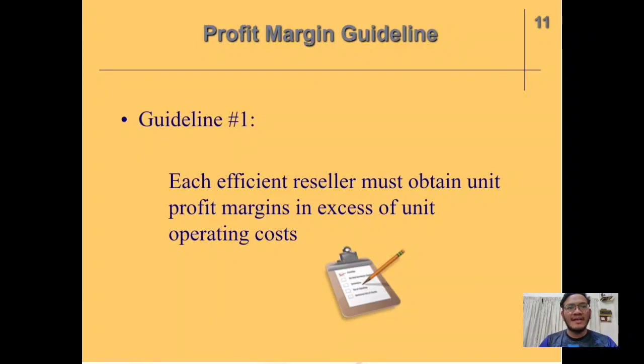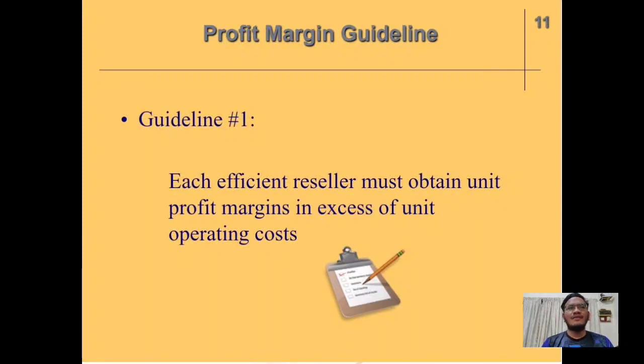Second, we go to profit margin guideline. Each efficient reseller must obtain a unit profit margin in excess of unit operating cost. Next we go to different classes of reseller guideline. Each class of reseller's margin should vary in rough proportion to the cost of the function the reseller performs.